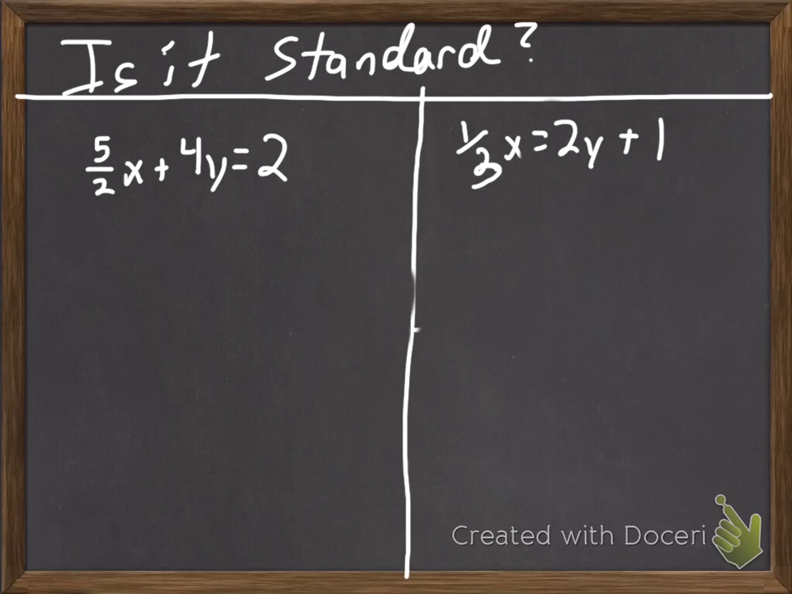So, let's see, is it in standard form? We're going to check to see, do we have that ax plus by equals c, as well as, do we have everything as an integer? If we look at the first one over here on the left, we have 5 over 2x plus 4y equals 2. Well, we have our ax and our by and our c. Those are all in the right spot, but our issue is right here with this 5 over 2. We have a fraction. So we need to get rid of that fraction.